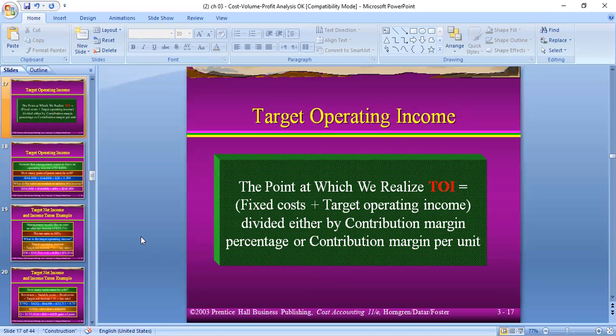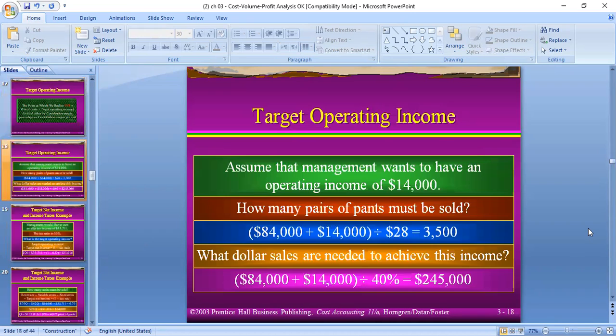So suppose that you want to realize an operating income of 100,000. Add this 100,000 to the fixed cost in the numerator of the equation, either to get the quantity or the value at which we can realize an operating income of 100,000. So the point at which we realize the target operating income equals fixed cost plus target operating income divided by either contribution margin percentage to get it in value or contribution margin per unit to get it in quantity.